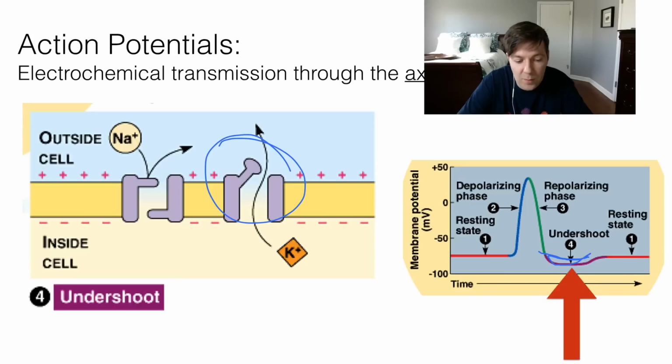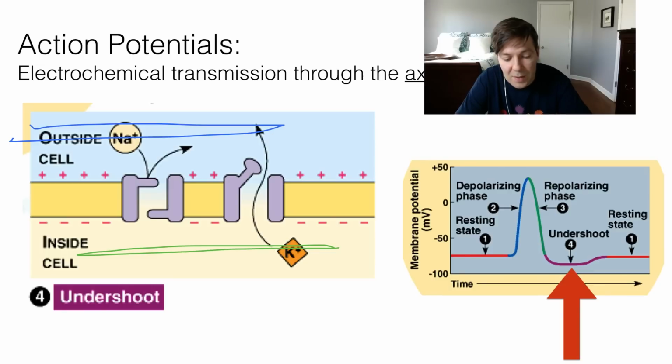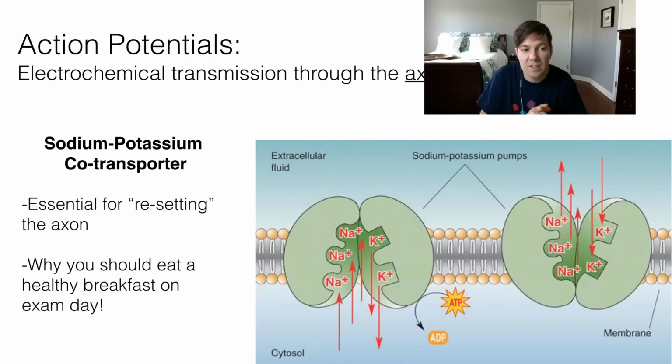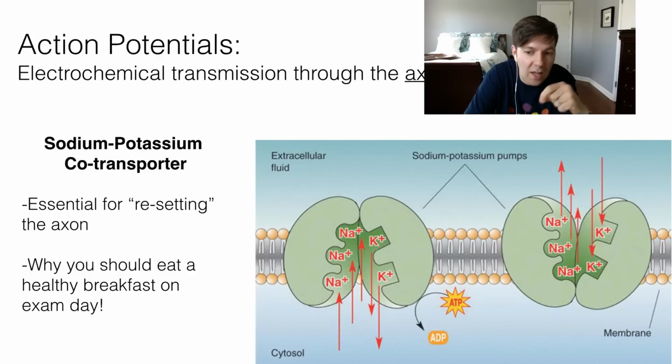But there's one more problem that we have, and that is a lot of our sodium and a lot of our potassium are in the wrong place. In order for this to be reset, you need your sodium concentration outside the cell, and you need your potassium concentration back inside the cell, which brings us to the sodium-potassium co-transporter and why you need to eat a healthy breakfast before the AP exam. Okay, you can pump sodium against its concentration gradient back outside the cell, and potassium against its concentration gradient back inside the cell, and you can reconcentrate these things, but it's going to cost you a lot of ATP.